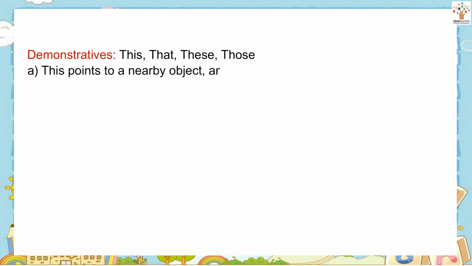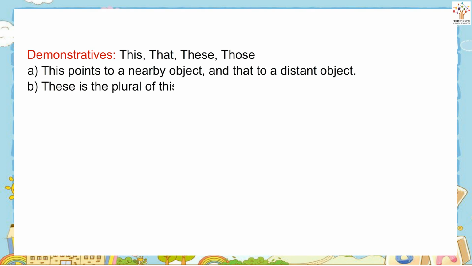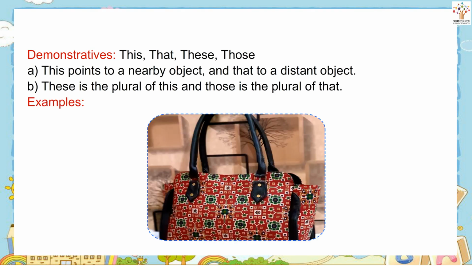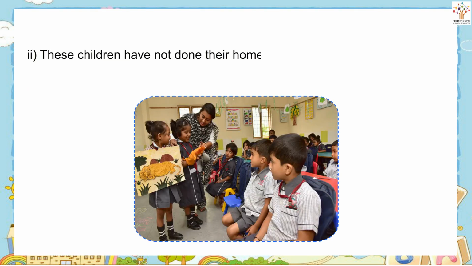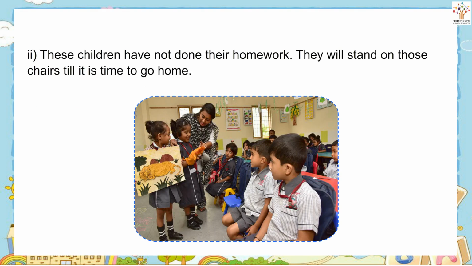Demonstratives: this, that, these, those. This points to a nearby object and that to a distant object. These is the plural of this and those is the plural of that. Examples: whose is this bag? I don't know. That red and black bag in the corner is mine. These children have not done their homework. They will stand on those chairs till it is time to go home.